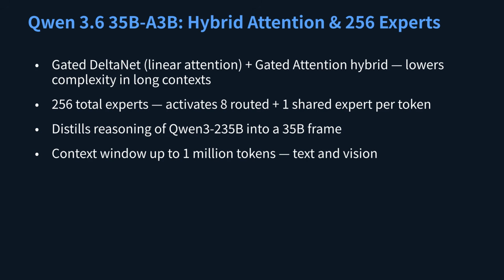Qwen 3.6 is architecturally the most complex of the three. It uses a hybrid attention pattern that alternates between gated delta net, a form of linear attention, and standard gated attention, combined with MoE blocks. This design lowers computational complexity in long contexts while preventing information loss. It uses 256 total experts, activating 8 routed experts plus 1 shared expert per token. Essentially, it distills the reasoning power of the much larger Qwen 3 235B model down into a 35B frame.